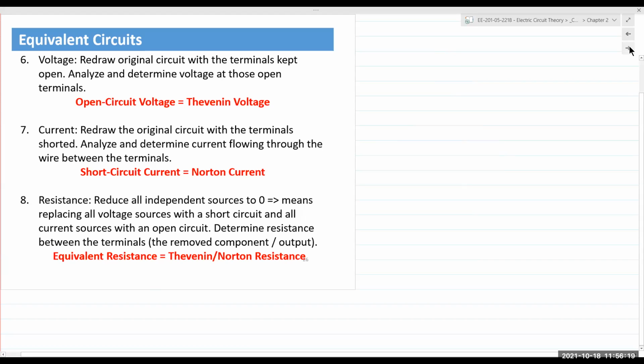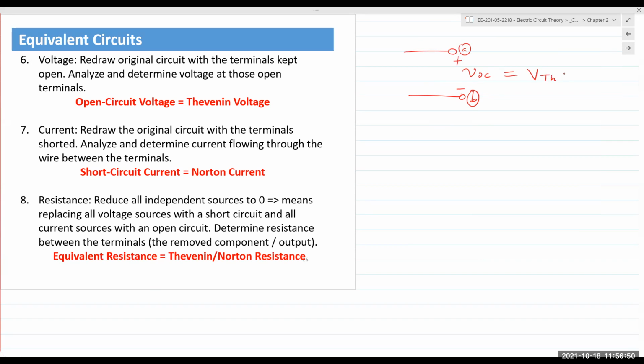So for voltage, what do we do? Well, we have our open terminals, right? All we need to do is analyze the circuit and determine the voltage between those 2 nodes. And OC stands for open circuit. So that open circuit voltage is the Thevenin voltage for that circuit. That's all you have to do.